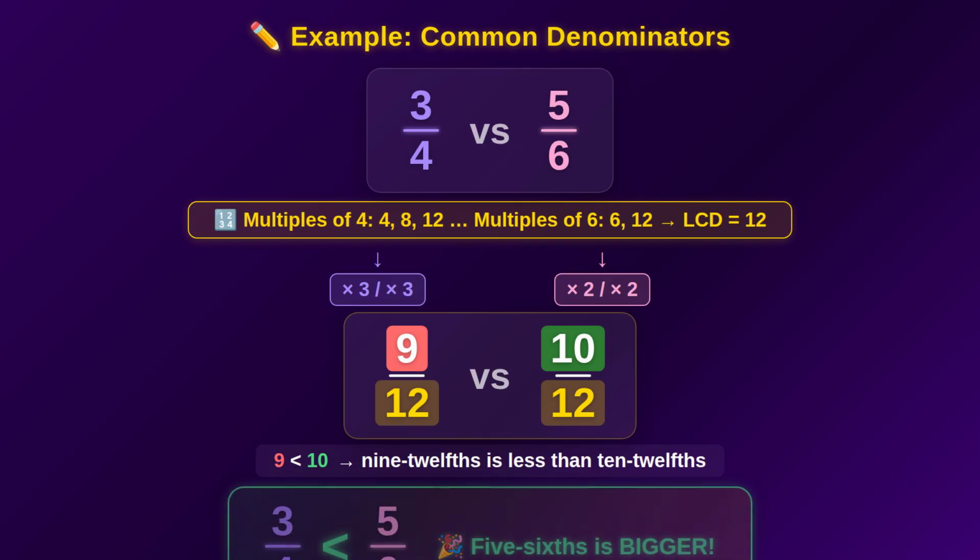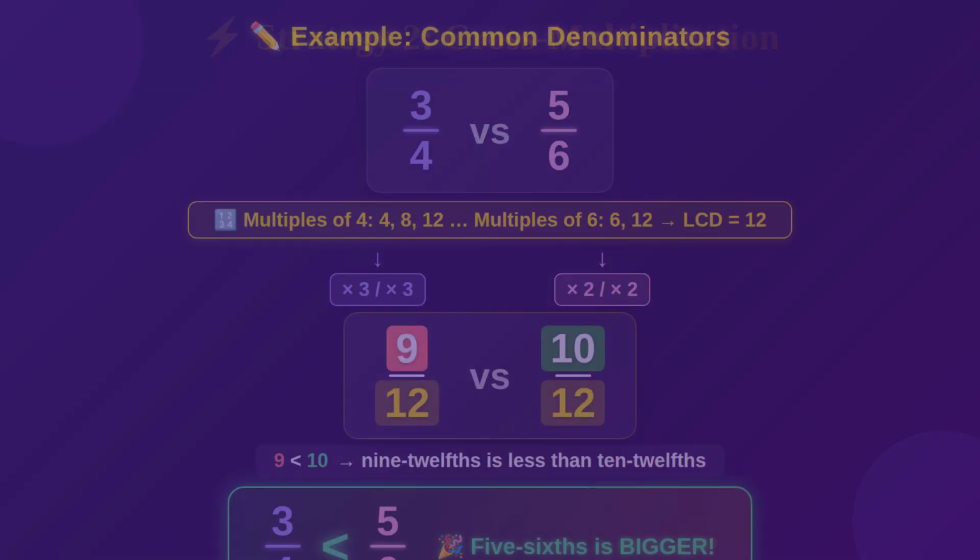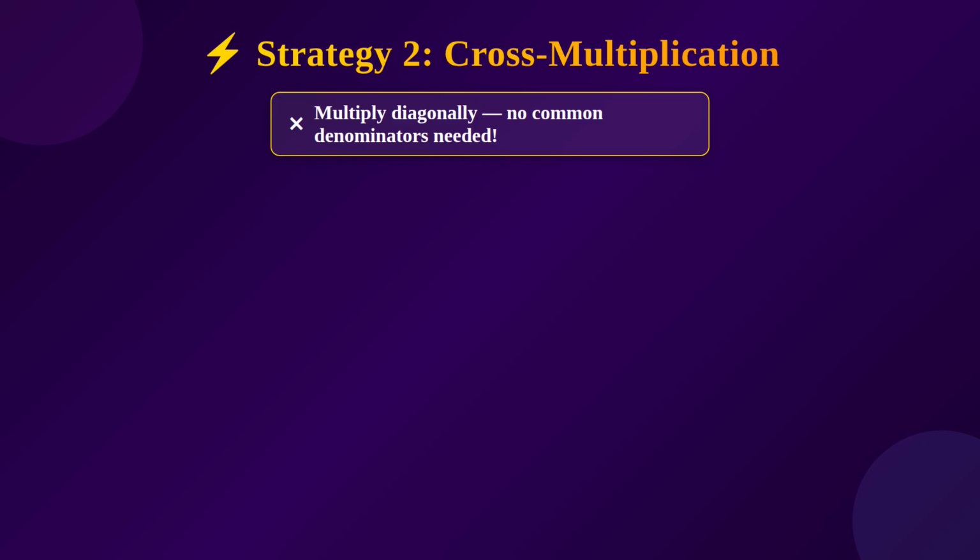Now convert 3/4, multiply top and bottom by 3, and we get 9/12. Then convert 5/6, multiply top and bottom by 2, and we get 10/12. Now compare 9/12 versus 10/12. 9 is less than 10, so 3/4 is less than 5/6. Boom, 5/6 is the bigger fraction.